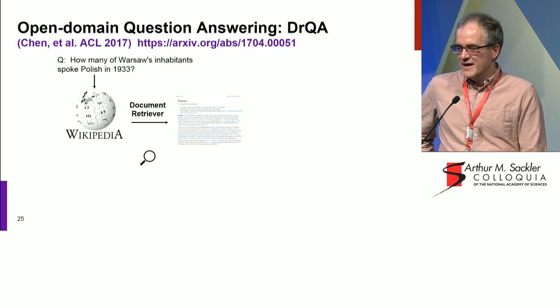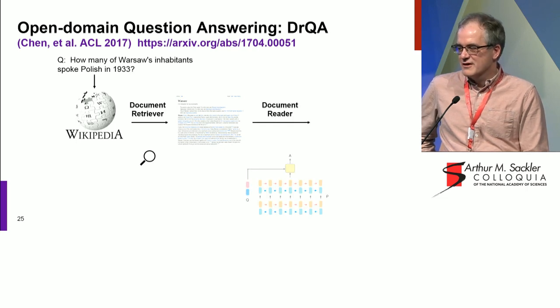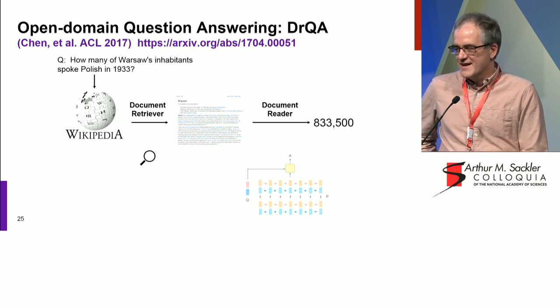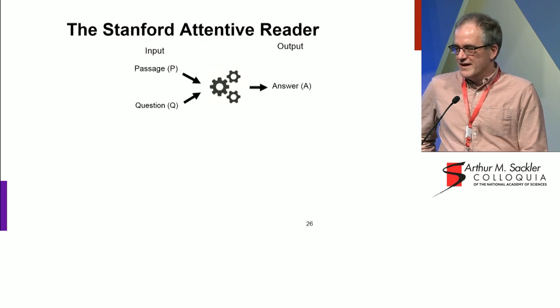We first of all might try and retrieve relevant documents, for which we might use regular information retrieval, and then we want to read those documents to work out the answer, which we'll take to be a subsequence of words in the document, which will be 833,000. And I just want to say a little about how we could build a document reader.